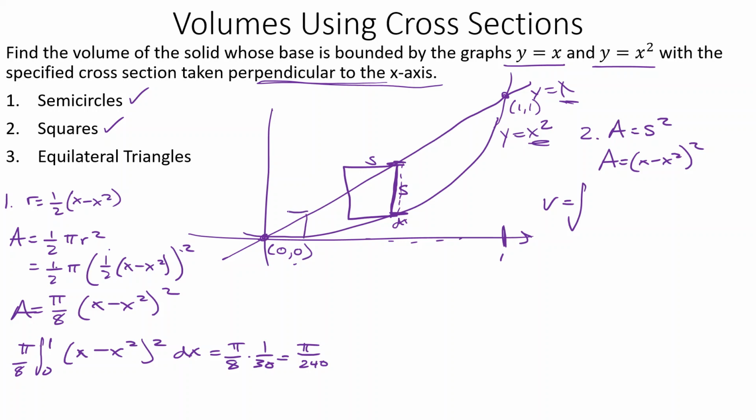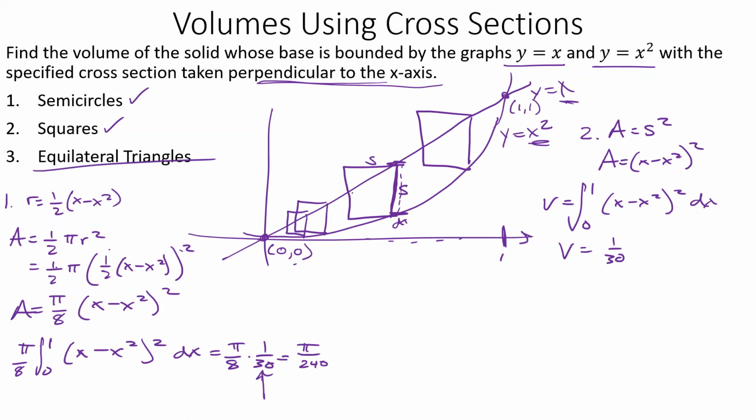We're basically making a bunch of tiny little squares that have a width of dx all the way along this region. So we're going from 0 to 1 of (x - x²) squared dx, which we've already worked out right here. It's 1 over 30. There it is.